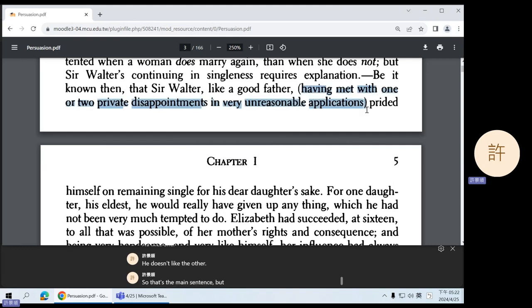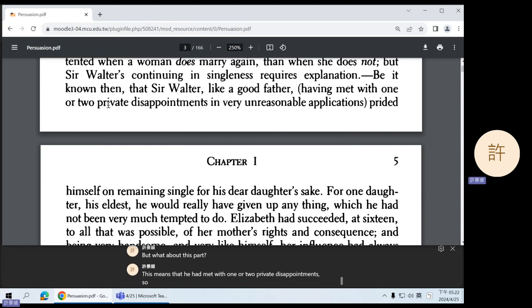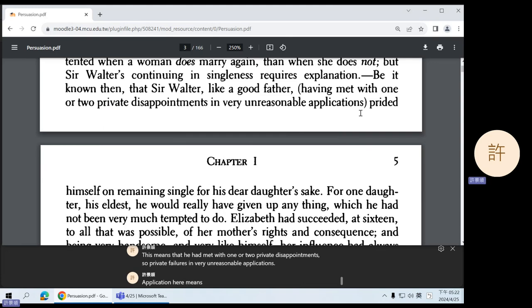But what about this part? This means that he had met with one or two private disappointments. So private failures in very unreasonable applications. Application here means pursuit of a marriage. So this part of the sentence is saying that he did try to remarry once or twice, but the women were much better than he was. It was not a good match, and so he failed both times.